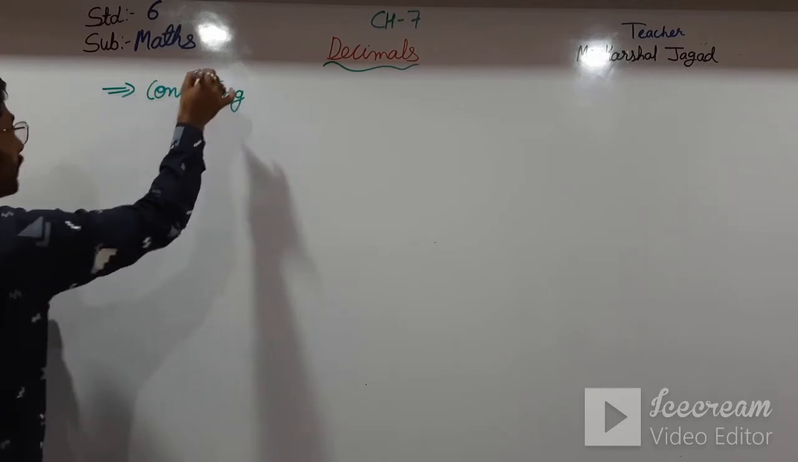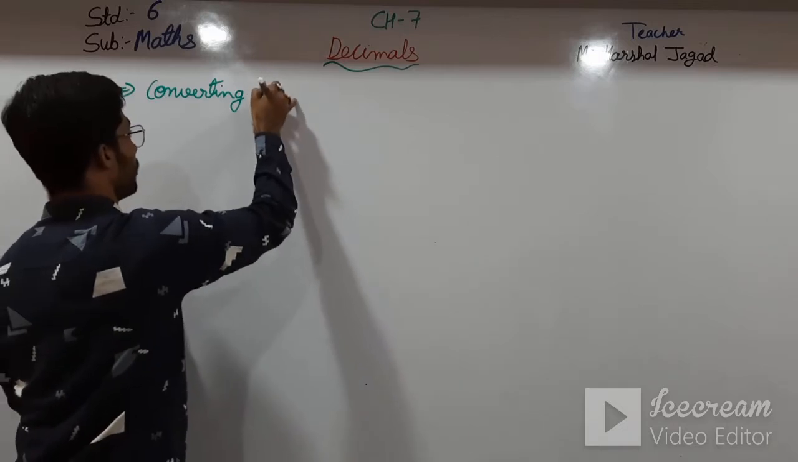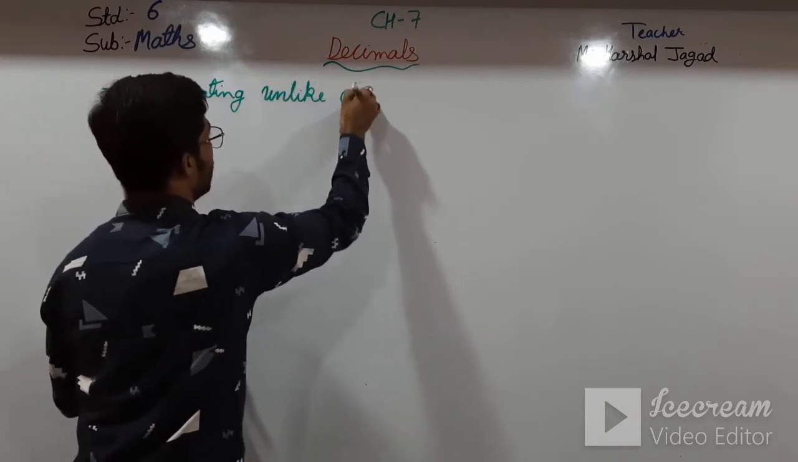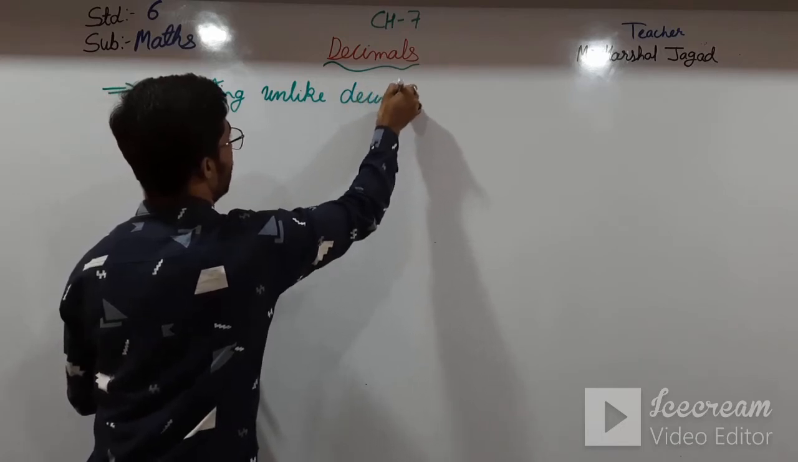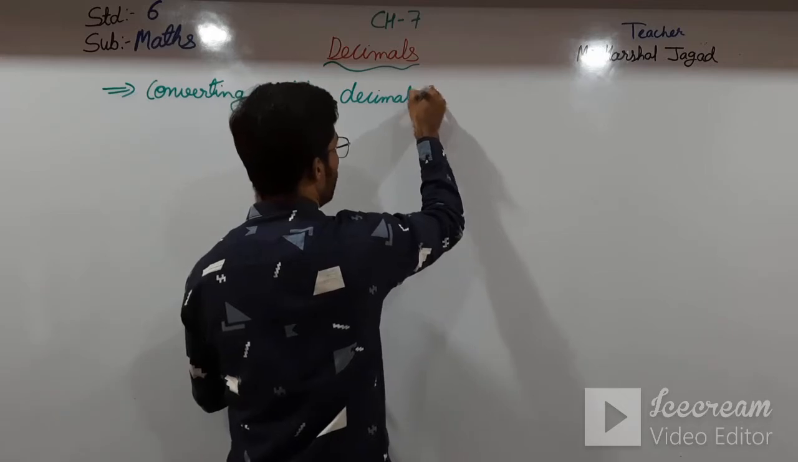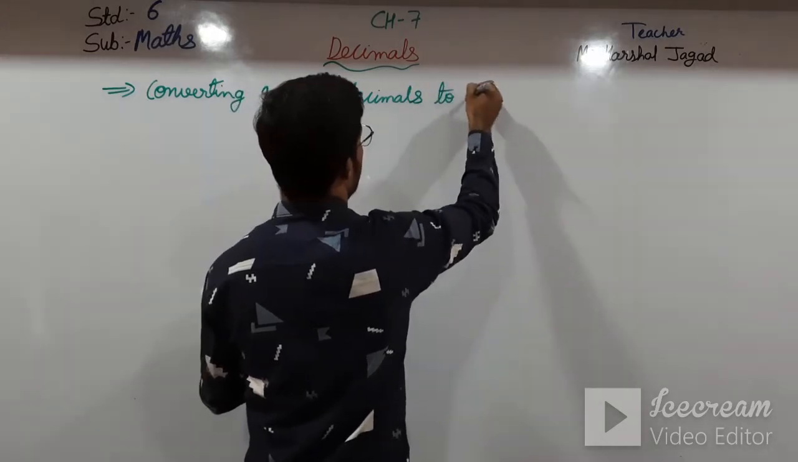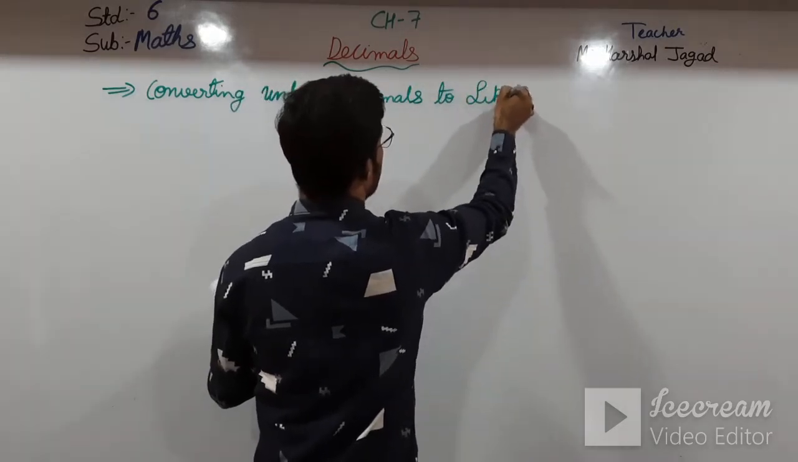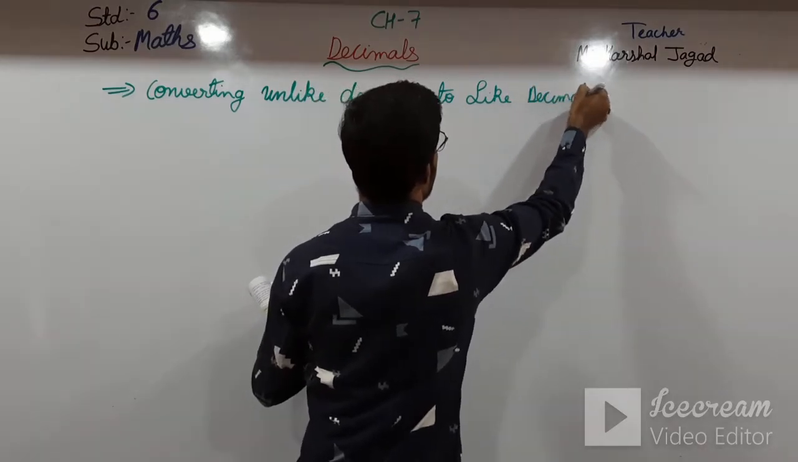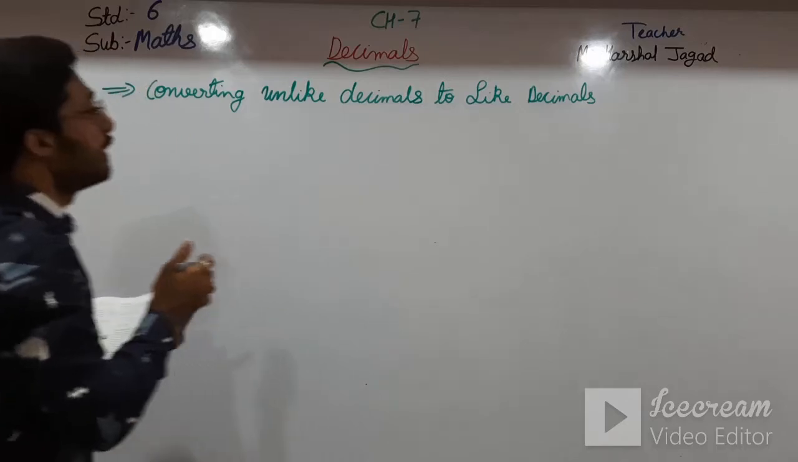Converting unlike decimal into like decimal. Like decimal.